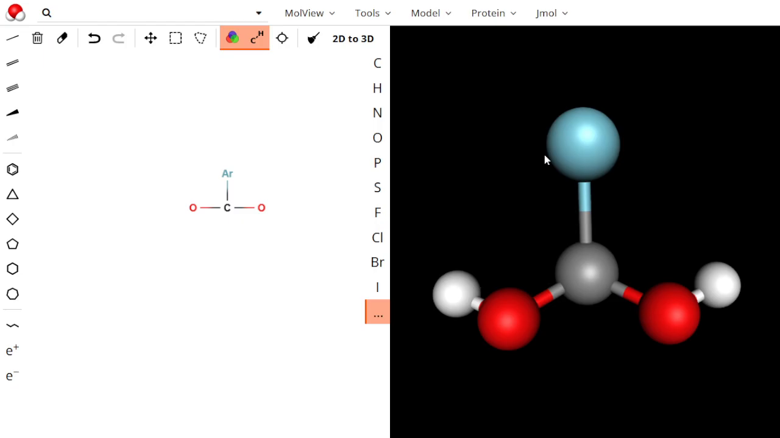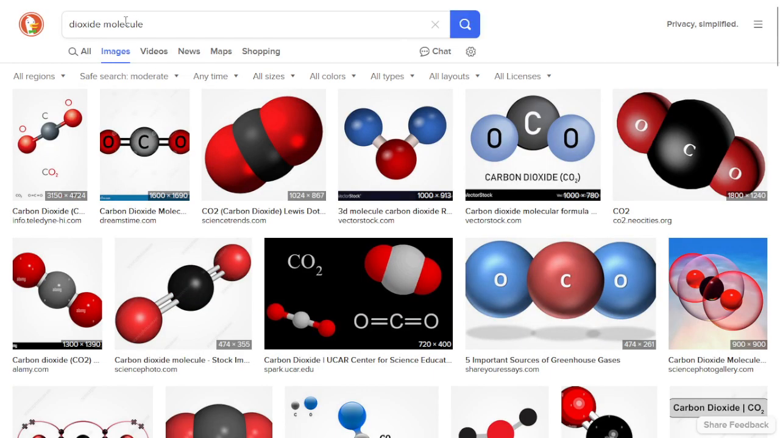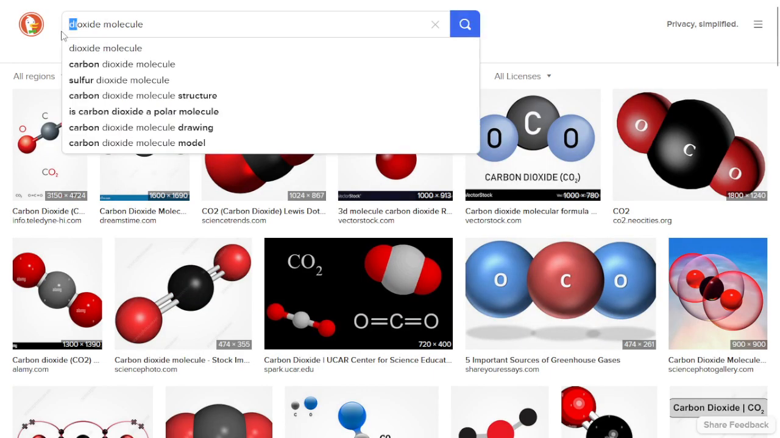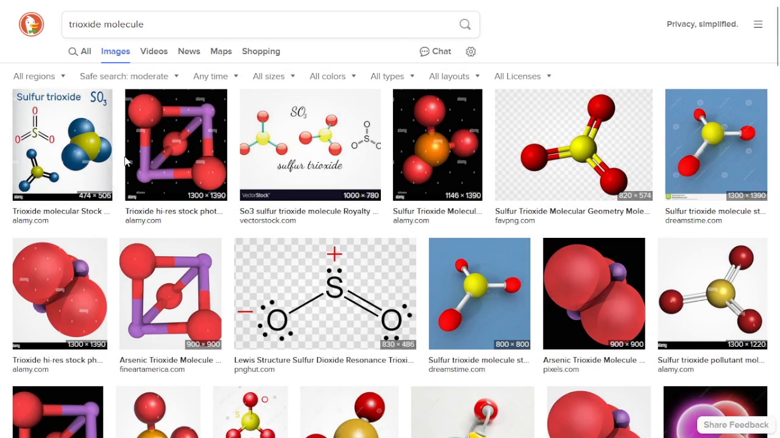I added two extra ones, so we're gonna take a look at those as well. Argocarbon dioxide. Why do I do this to myself? Goldeskin trioxide is just, I mean, you just have to get a trioxide molecule, which is a nightmare.